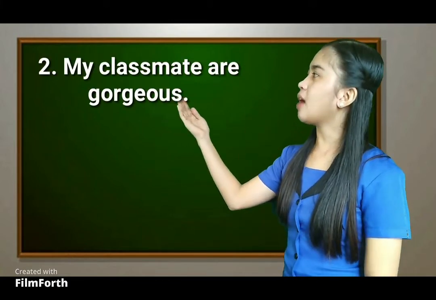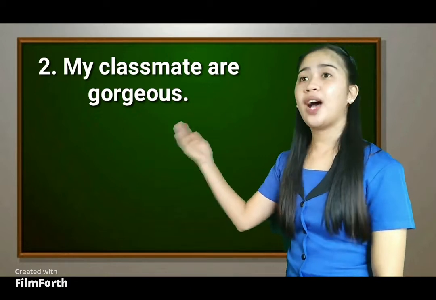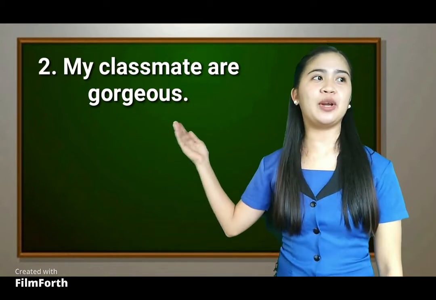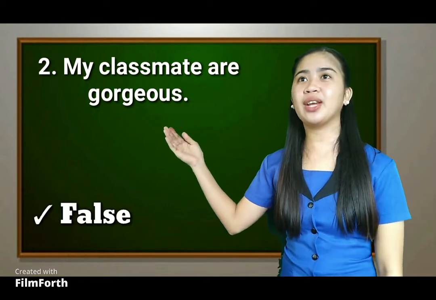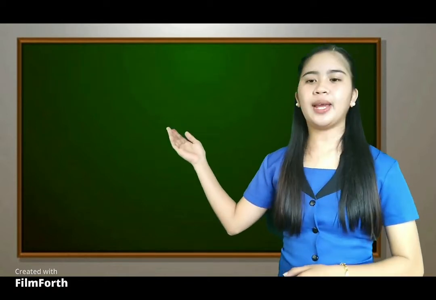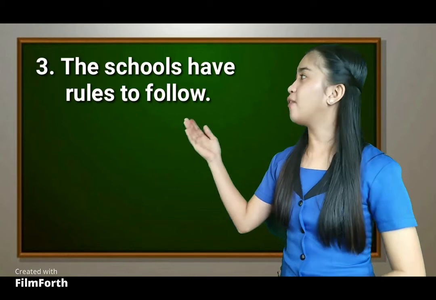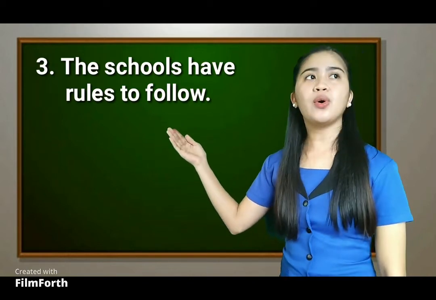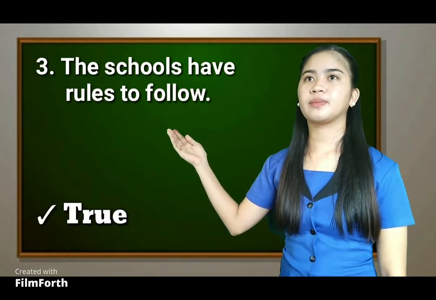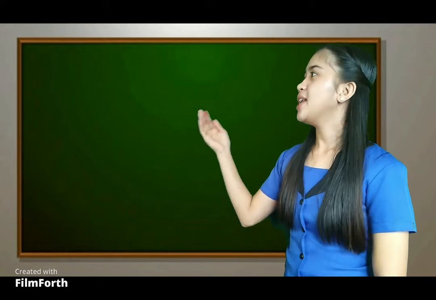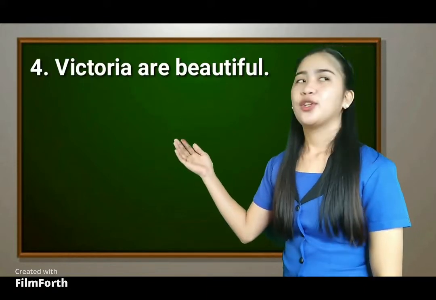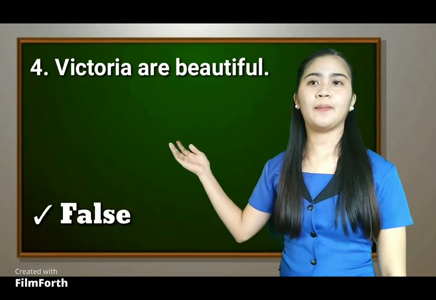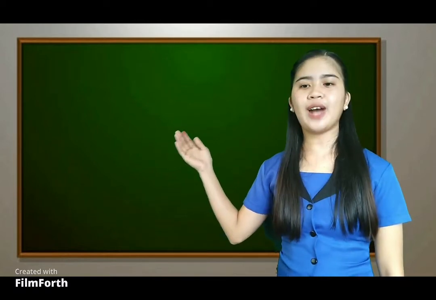Okay, how about number 2? My classmates are gorgeous. Does it follow the correct subject-verb agreement? True or false? False! Okay, very good. Number 3. The schools have rules to follow. True or false? True! Okay, very good. Number 4. Victoria are beautiful. True or false? False!